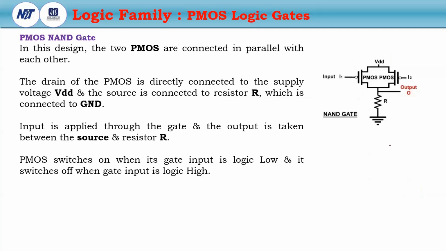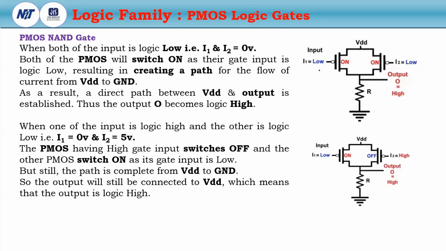Now if we come to the NAND gate, for any AND operation, I already told you the PMOS are connected in parallel. So now if we go to the 0, 0 input, then both the transistors will be turned on. Okay. So similarly, there will be a path from VDD to ground, but due to the high value of R and the low internal resistance of the transistors, the output will be logic high.